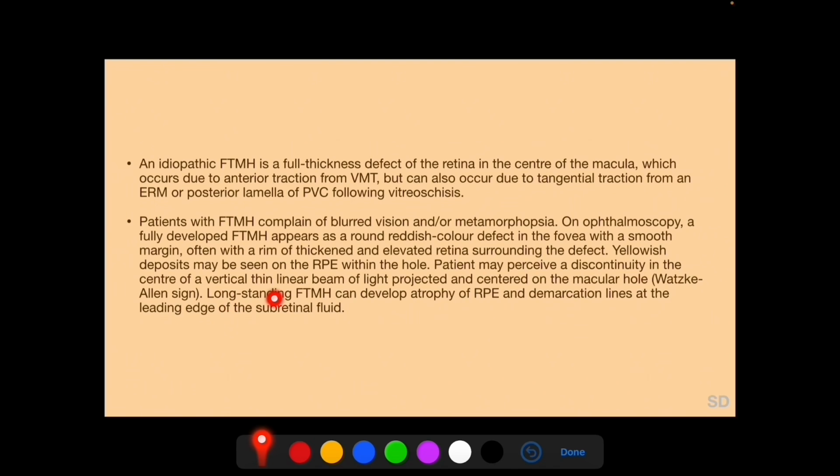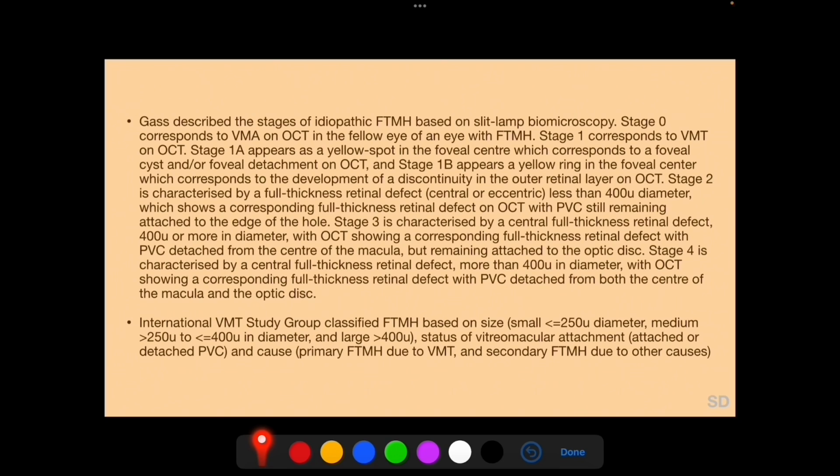Long-standing full-thickness macular hole can develop atrophy of retinal pigment epithelium and demarcation lines at the leading edge of the subretinal fluid. Gass described the stages of idiopathic full-thickness macular hole based on slit lamp biomicroscopy. Stage 0 macular hole corresponds to vitreomacular adhesion on OCT in the fellow eye of an eye with full-thickness macular hole. Stage 1 macular hole corresponds to vitreomacular traction on OCT.